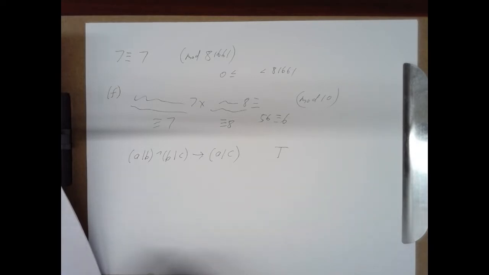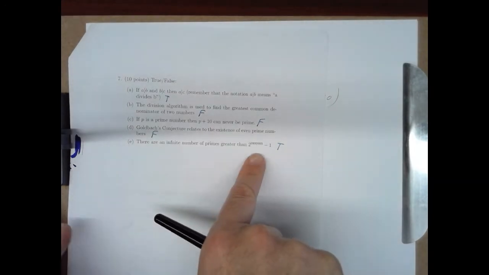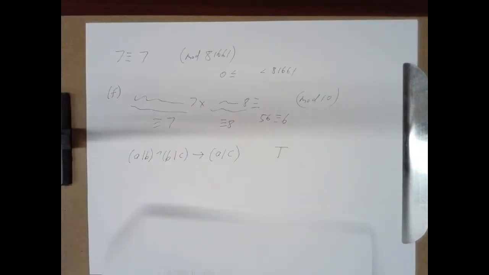And there's an infinite number of primes greater than that weird expression 2 to the such and such minus 1. That's totally true, because there's an infinite number of primes. And if there was no prime bigger than this number, there could only be this many primes, which is not infinite. So that's definitely true.